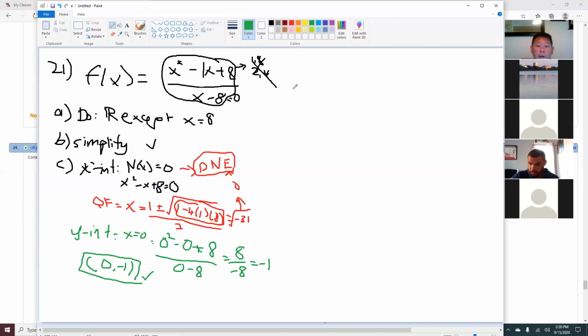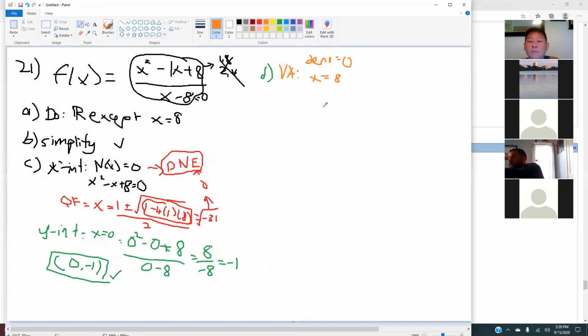Next thing is to find your asymptote. So how do we find your vertical asymptote? You guys do it. I want you to go ahead and find the vertical asymptote here. What is your vertical asymptote in this case? You have to set your denominator equal to 0. Thank you, Ryan. Don't forget that x equals 8.